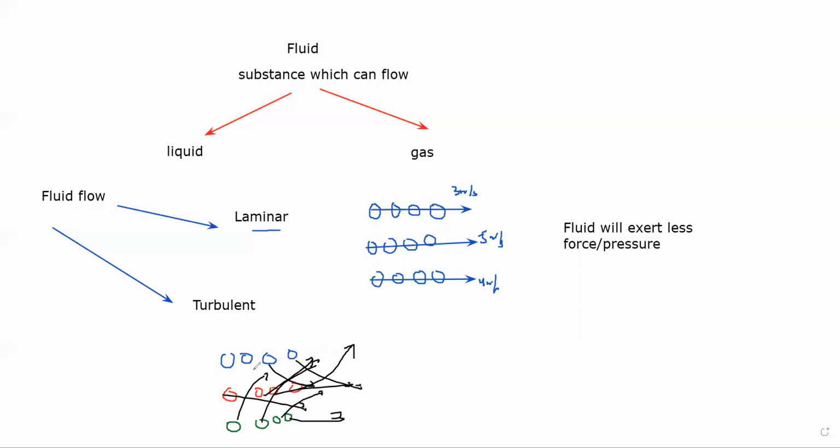Randomly they are moving, or we have eddies. An eddy refers to a random movement of the particles. So this type of fluid flow is known as turbulent flow, and the fluid exerts high pressure when the fluid flow is turbulent.